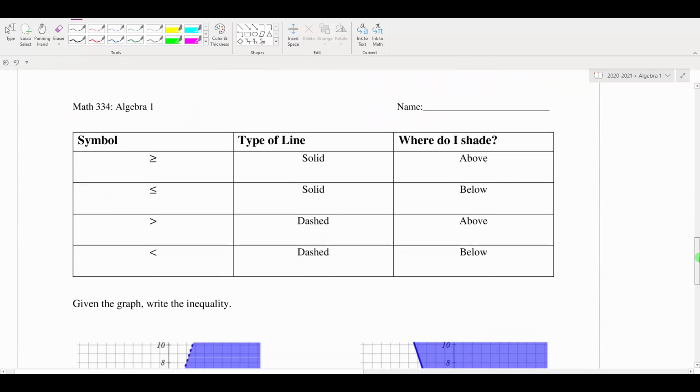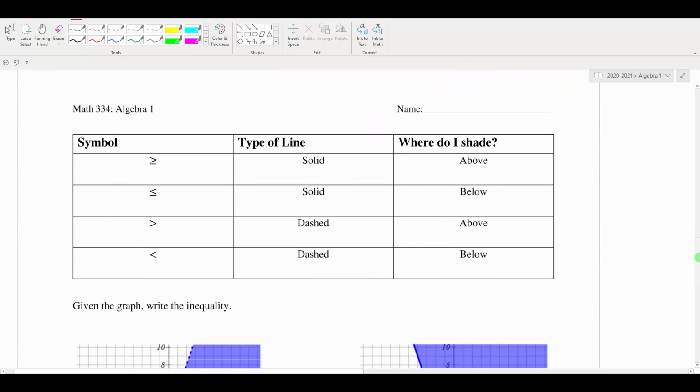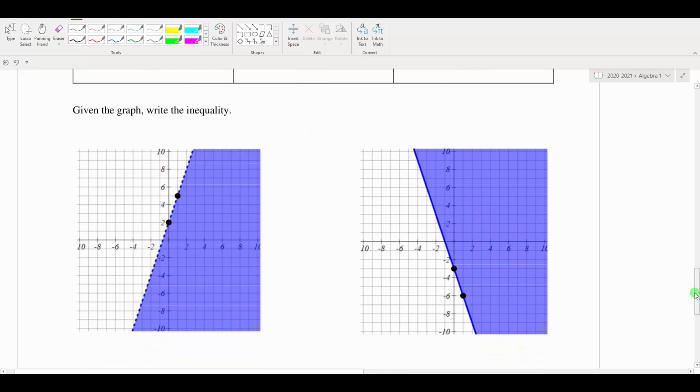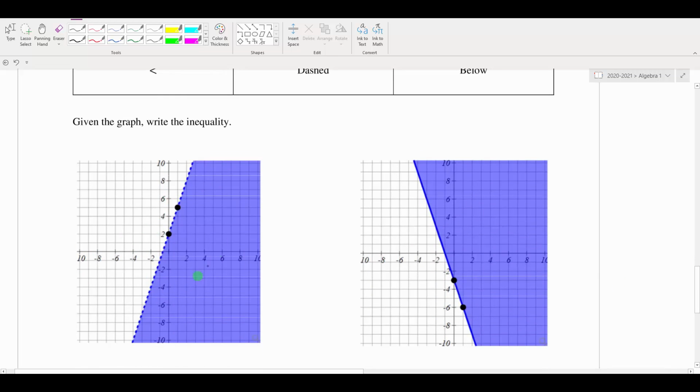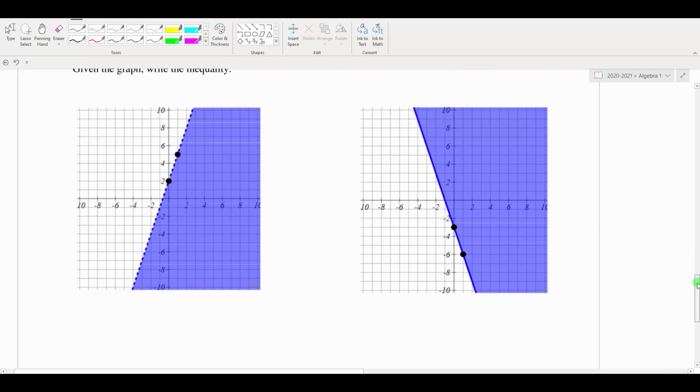All right. Let's keep going. So I recreated the table here for your convenience so you don't have to flip back to the front page here. But in this situation, what we're going to get is a graph. So we have a graph here made for us, and our job is to write an inequality.